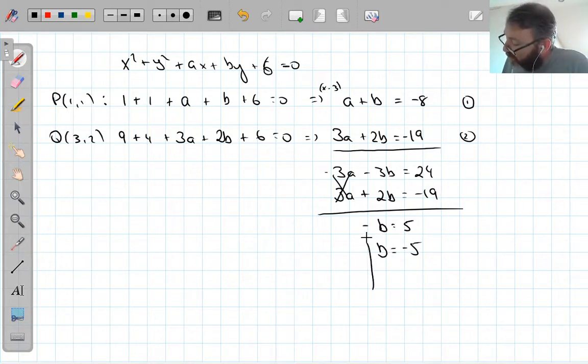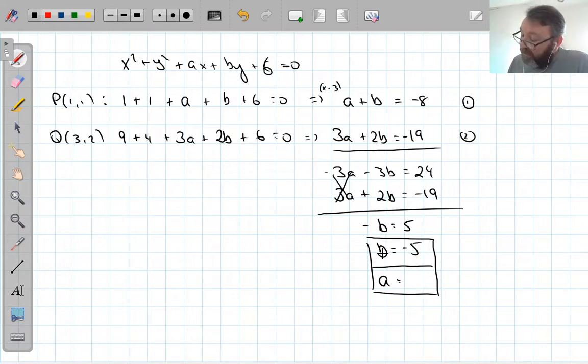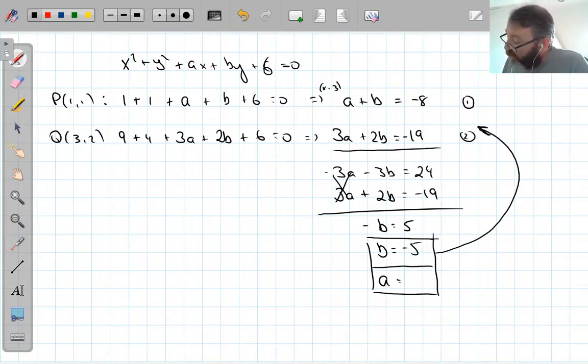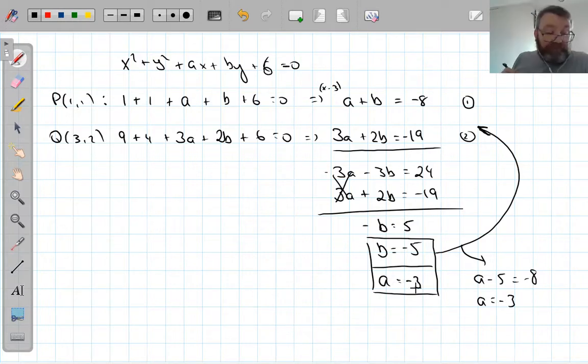Now once you've found b, you have to find the corresponding a value. And the quickest way to do that is to take b back into one of the original equations that we had. So take it back to one of these two. It doesn't matter which one. Let's take the easiest one, the top one, and put it in and see what happens. So we end up getting a, b is minus 5, is equal to minus 8. So therefore a is equal to minus 8 plus 5, which is minus 3. And there's your value of a and your value of b.